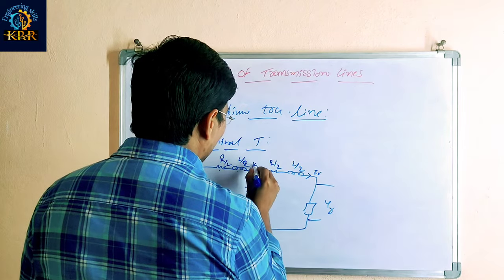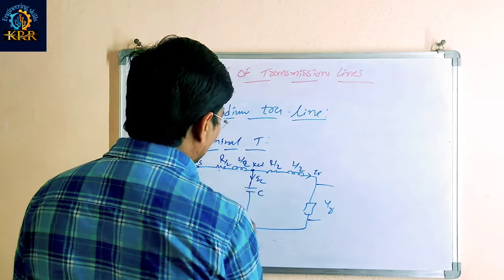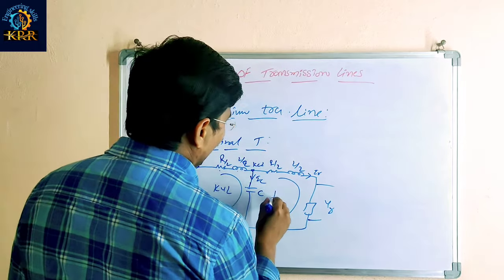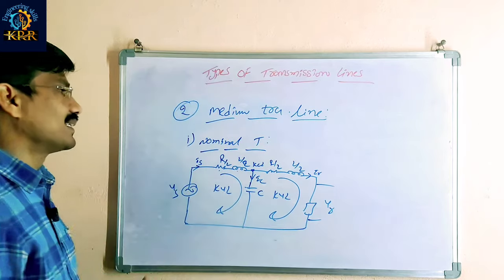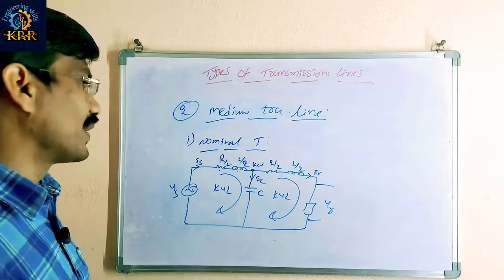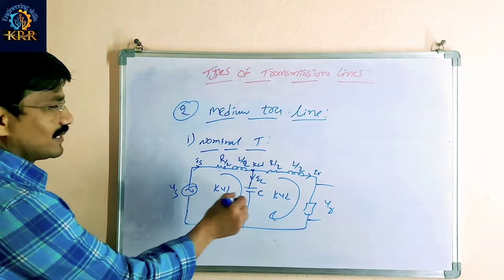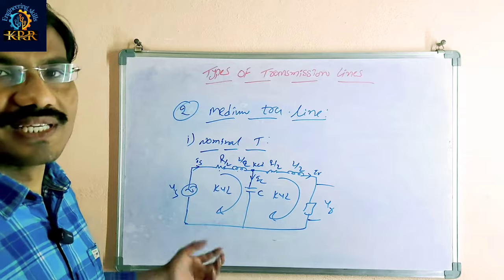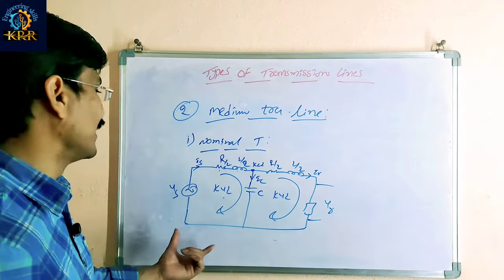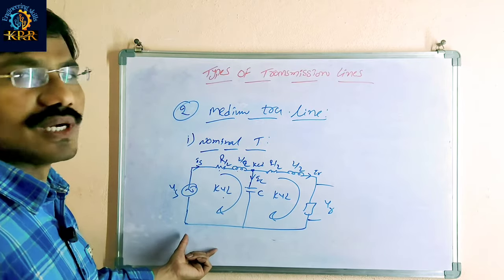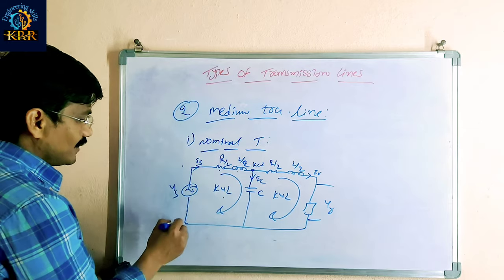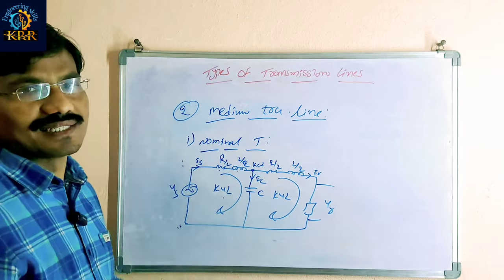Here we can apply KCL. Here we can apply KVL. We can calculate the unknown parameters. With the help of KCL and KVL, we can calculate these unknown parameters. Here 1, 2, 3, three equations come in this nominal T. These are the unknown things we can calculate.